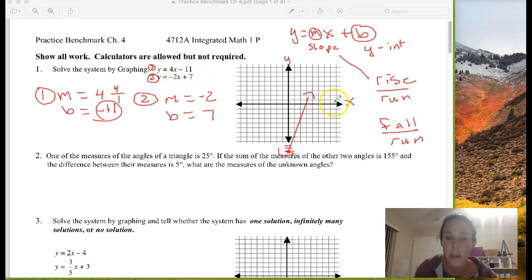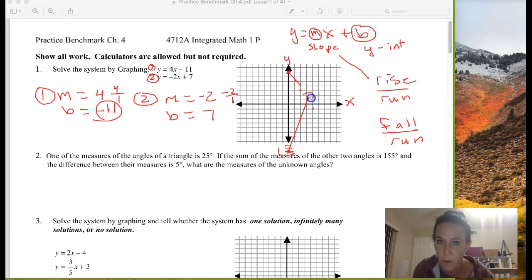So for this line, my y-intercept is at 7. So 1, 2, 3, 4, 5, 6, 7, all the way up here. And here my slope is negative. Since it's negative, I'm going to write negative 2 over 1. Negative means instead of rising and running, I'm going to fall first. So fall 2, run 1. Fall 2, run 1. Look, that's where I'm going to intersect. All right, that's enough to see where my two lines intersect.